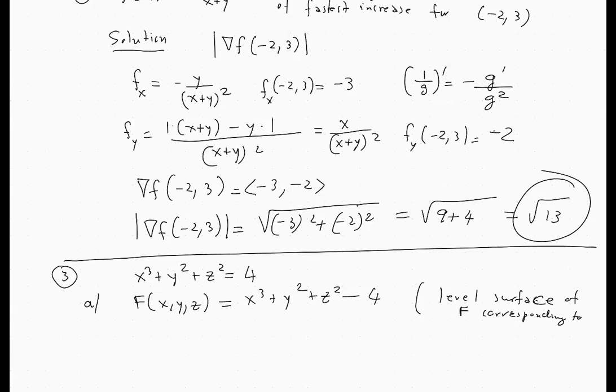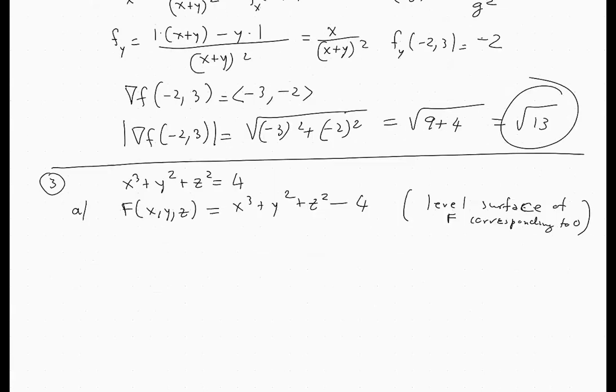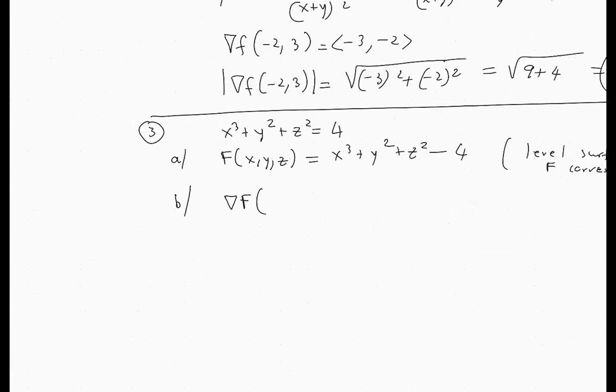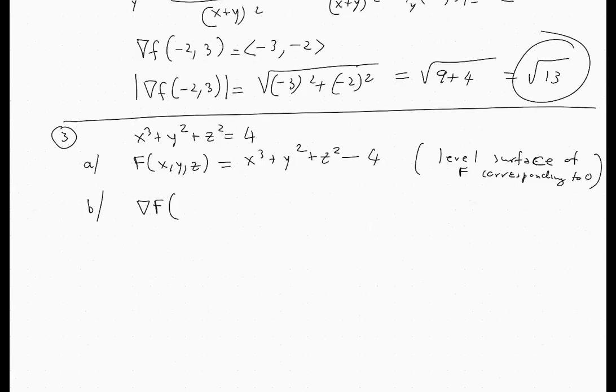The second thing is to find a non-zero vector perpendicular to the given surface, and that's none other than the gradient at a specific point. Sorry about this. Zoom sometimes plays these games. So the point is (-1, 1, 2). And here the partial derivative with respect to x is 3x squared, so that makes it 3. With respect to y is 2y, so that gives you 2. And with respect to z, that's 2z, which gives you 4.